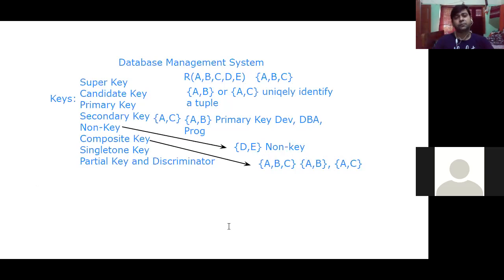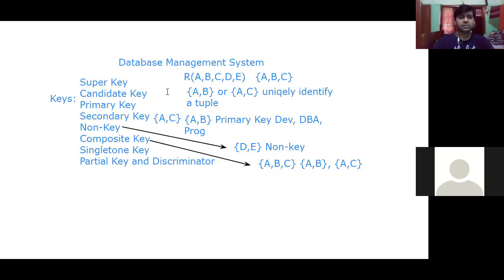In this particular example, let's say we don't have any singleton key. Singleton key means a key which contains only a single attribute, only one, not more than that. Then it is called a singleton key.